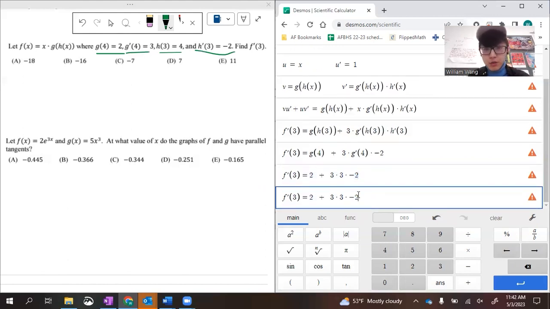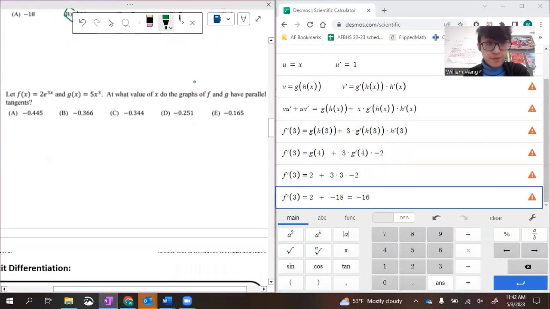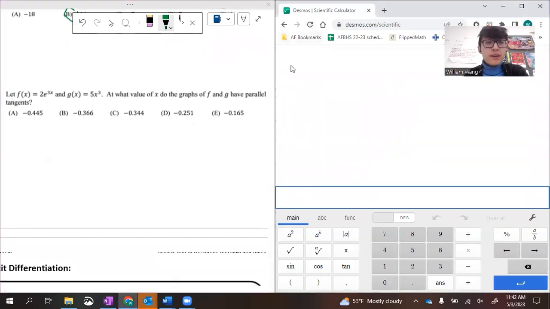So it's actually going to be 2 plus 3 times -2. That's 9 times -2. So -18. 2 plus -18 is -16. So my answer should be B if we did this correctly. Hopefully I did not make any mistakes. All right. Hopefully you can follow along and see my step-by-step work. Okay. Next problem.